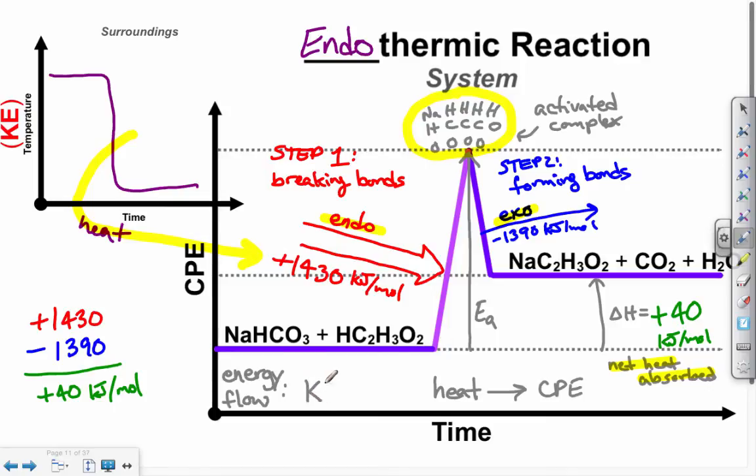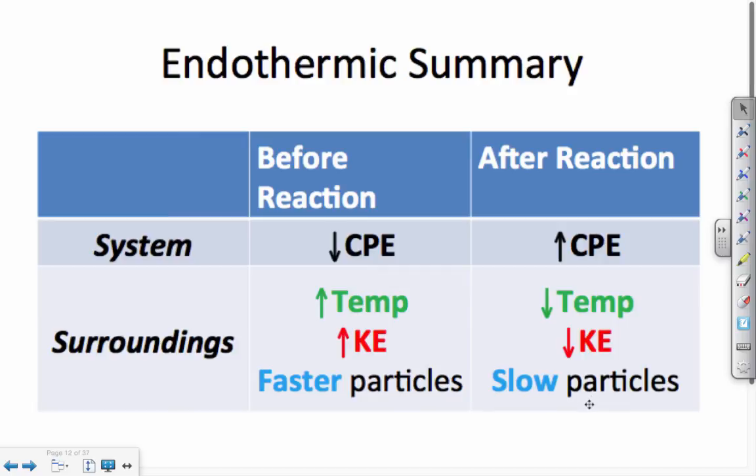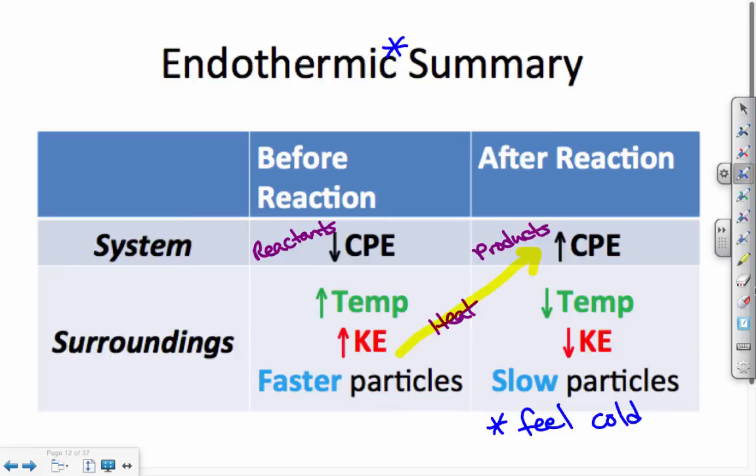Kinetic energy in the surroundings is transformed into heat. The heat flows into the system to help break the bonds of the reactants, and the sum of it is converted into chemical potential energy and stored in the products. This table helps organize the important details to know about endothermic reactions. Remember, endothermic reactions always lower the temperature of their surroundings. Thus, endothermic reactions always feel cold.